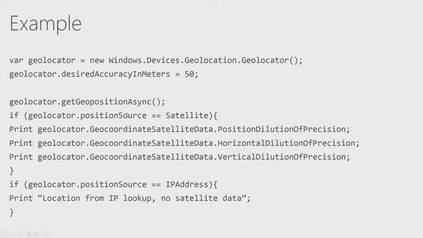So here is some pseudocode of some of these tied together. This is just a very basic example. Imagine I wanted to create an app to get location via GPS and then display some of these new precision properties. So I simply create a geolocator object, then I set the desired accuracy in meters to 50. Now I'm going to go ahead and call GetGeopositionAsync, which is actually getting the location. And now once I have the location results, I'm going to check the position source. If the position source is satellite, meaning GPS, I'm going to go ahead and display these new precision properties. But if not, then I'm just going to display a message.